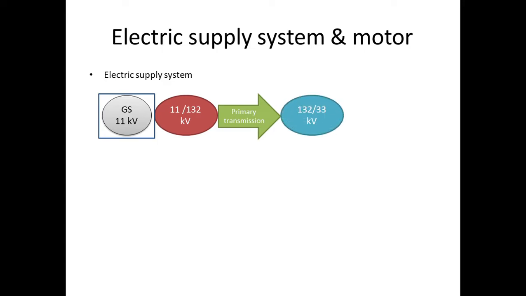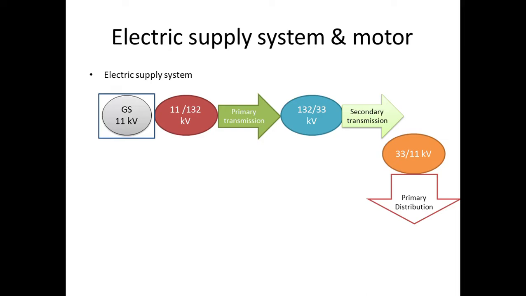Then this electricity is converted into 33 kV with the help of a transformer. Then secondary transmission takes place, in which electricity is supplied from the outer area of the city to the substations which are already in the cities. Then this electricity is converted from 33 kV to 11 kV. Then electricity is supplied to the local region, this is known as primary distribution, and then with the help of a transformer 11 kV is converted into 400 volt.